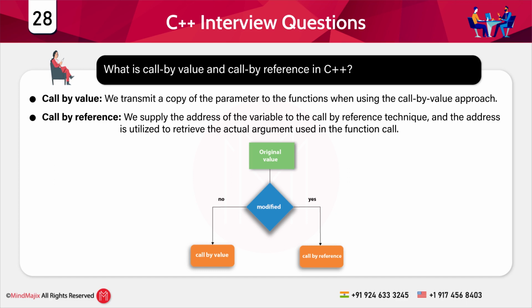Now if you talk about call by reference, here we supply the address of the variable to the call by reference technique, and the address is utilized to retrieve the actual argument which is used in the function call. As a result of this, changes to the parameter affect the passing argument. So guys, in this particular question, you can give simple examples of call by value and call by reference by writing a few lines of code.